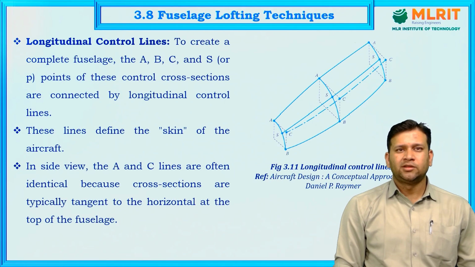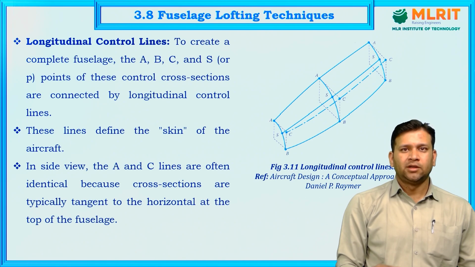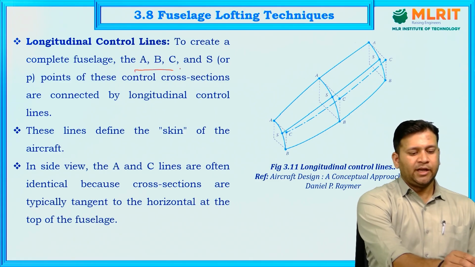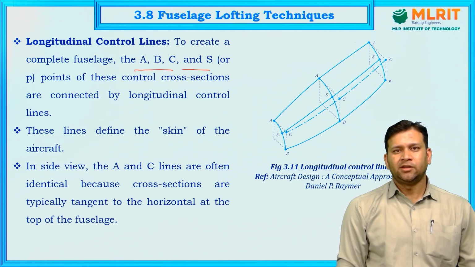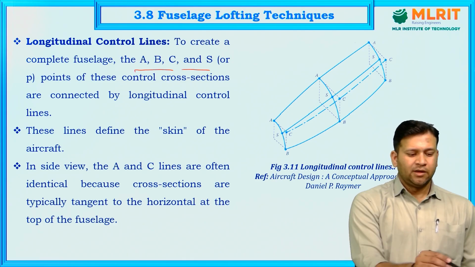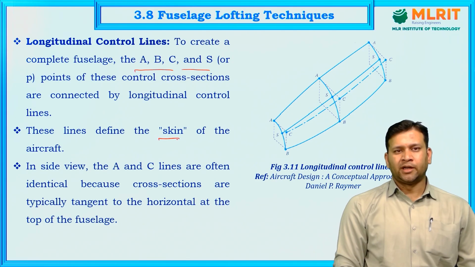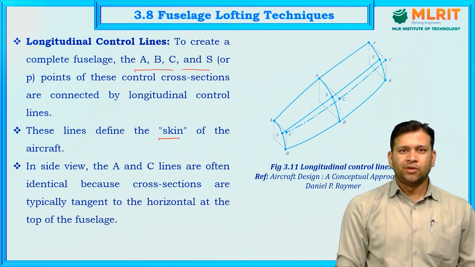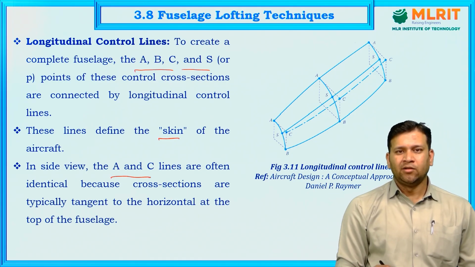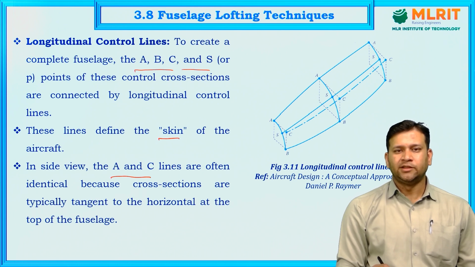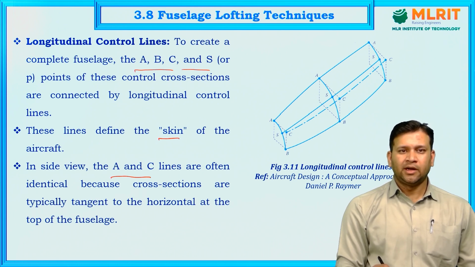Longitudinal control lines. To create a complete fuselage, the A, B, C and S points of these control cross sections are connected by longitudinal control lines. These lines define the skin of the aircraft. In side view, the A and C lines are often identical because cross sections are typically tangent to the horizontal at the top of the fuselage.